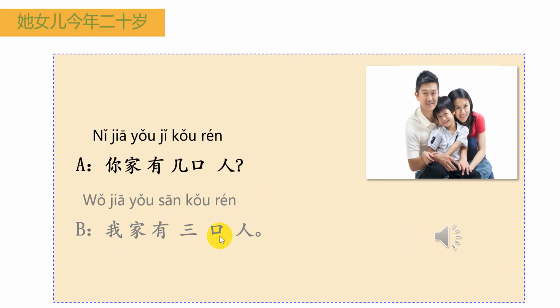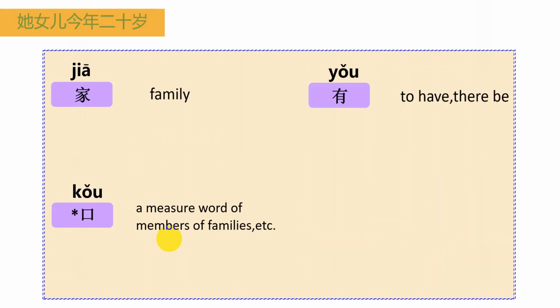Here, 我家有三口人. In this dialogue, there are also some new words. Yes, some new words, so we can see together. Now, for the first, 家, it means family. Yes, 家, family. And this one, 有, 口, 几. Okay, now this time 跟我读: the first, 家, 家.